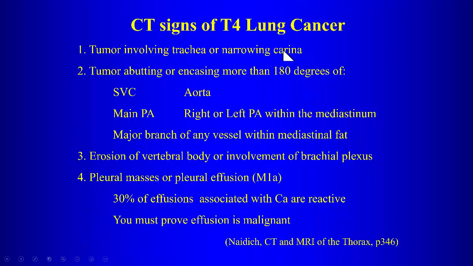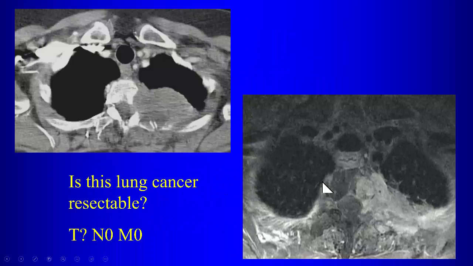Signs of unresectable tumors, signs of a T4 tumor: think of the structures in the midline. If the tumor involves the trachea or the carina, if the tumor involves the great vessels, or if the tumor extends into the mediastinum, or involvement of the vertebral body, that would make the tumor a T4 tumor. And then pleural metastases, of course, is M1A. That's not really T4, but that is M1A.